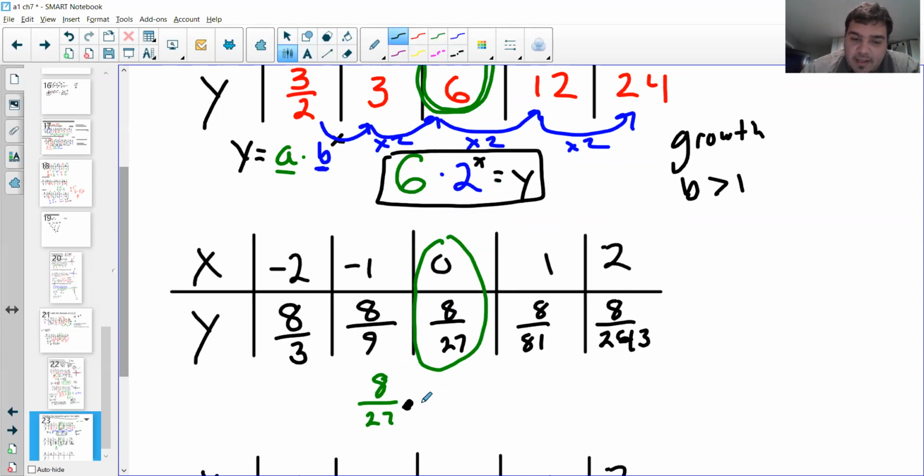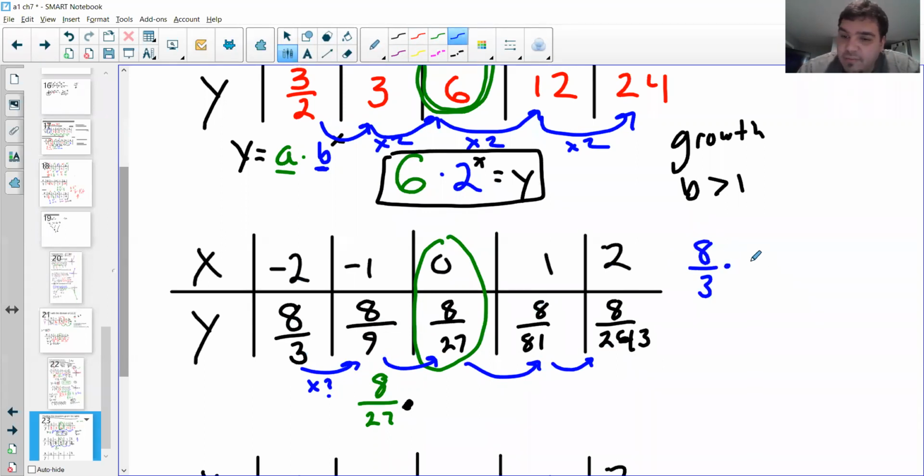Now that's going to be times my B value. Some of you might be able to see it. What is your B value? But just in case you don't, in a situation where you don't know what your B value is, I'm multiplying by some number and I don't know what that number is. What you can do is, let's talk about this one: 8 to the third times some number, I don't know what that number is, so I'll call it X, is going to give me 8 to the ninth.